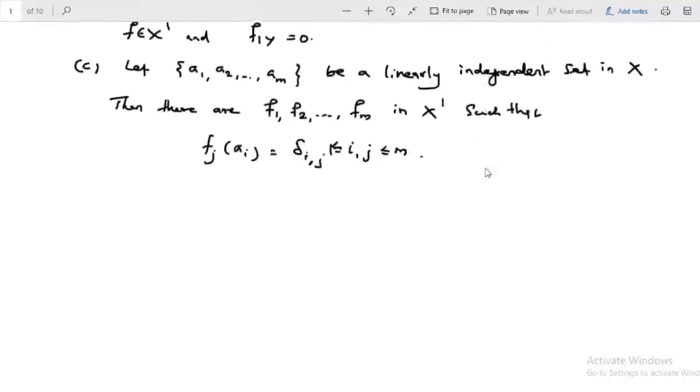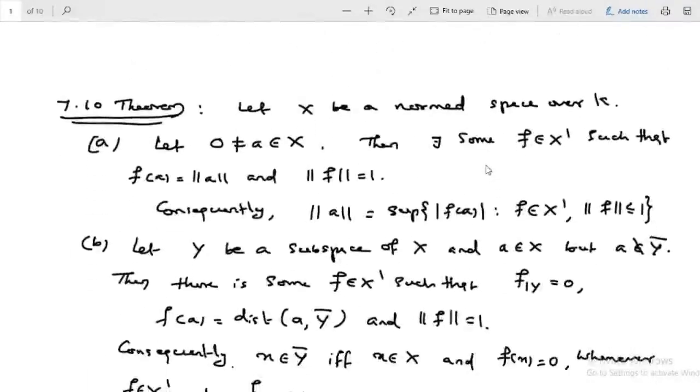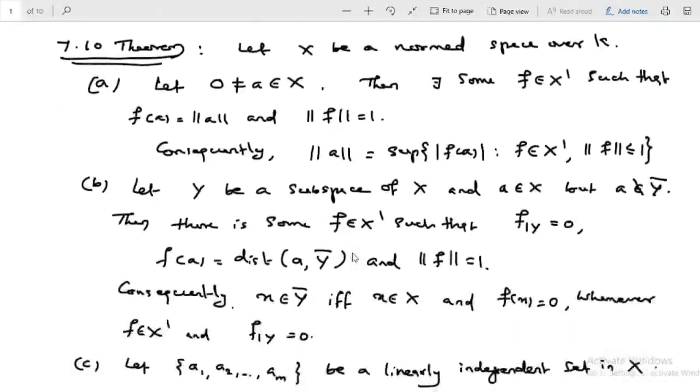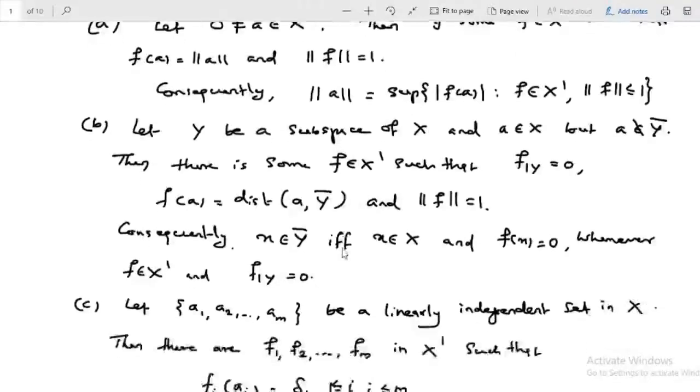This is the 7.10 theorem. Look at the first statement: for non-zero a in X, there exists some f belongs to X dash such that f of a is equal to norm a and norm of f is equal to 1. Okay, so a continuous linear functional has to be obtained there. Initially we think about some construction of a continuous linear functional, but we can get this f through the Hahn-Banach extension theorem. Once we get a continuous linear functional on a subspace, the Hahn-Banach extension theorem gives a continuous linear extension.